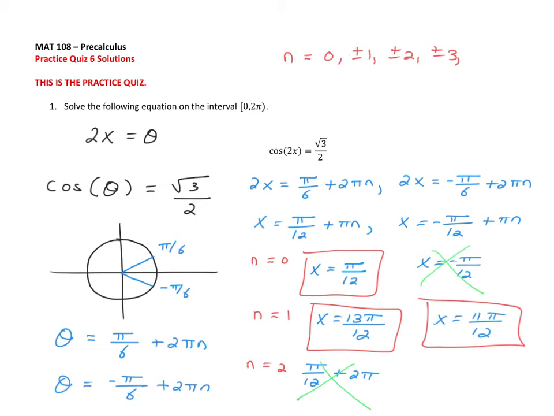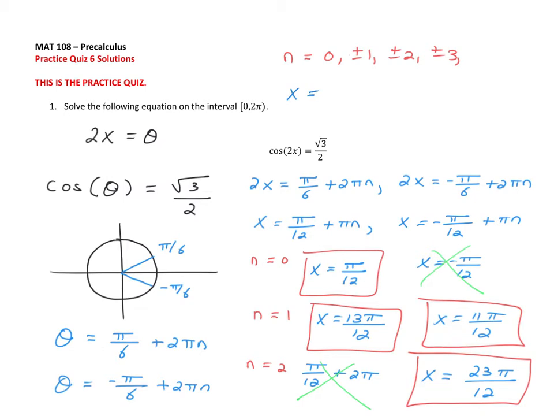So 2 pi is 24 over 12 pi, and we're taking 1 away. So that means we have x is equal to 23 over 12 pi. That is definitely less than 2 pi, and this will be our last solution. So I think I'll list them in order up here, but we have 4 solutions to this equation.